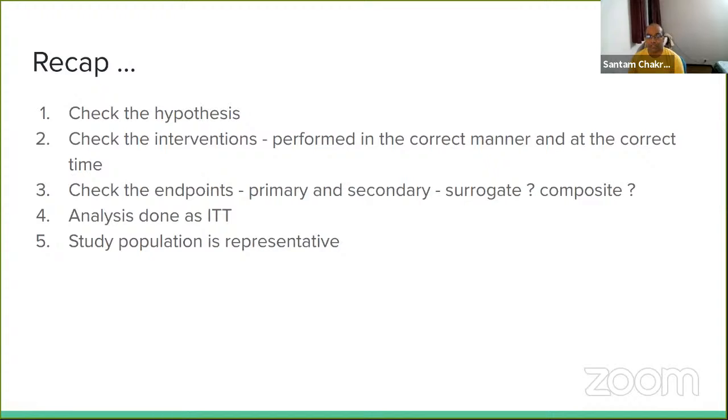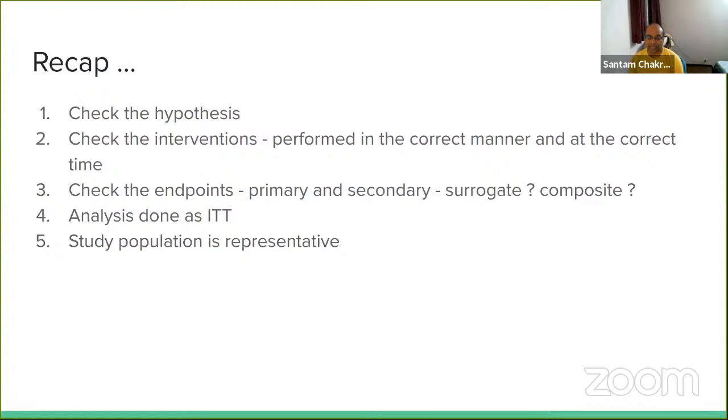The next step of evaluation lies in checking the endpoints, that is, whether the primary endpoints and secondary endpoints are the correct choice, whether these are surrogate endpoints, for example, endpoints like response, disease-free survival, relapse-free survival, or hard endpoints like overall survival, which actually make a difference to the patient. There is also the issue of composite endpoints, where several event types are enmeshed into a single endpoint. And finally, whether the analysis is done as an intention to treat analysis.